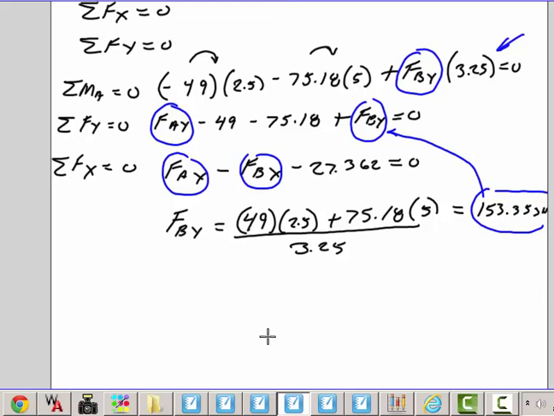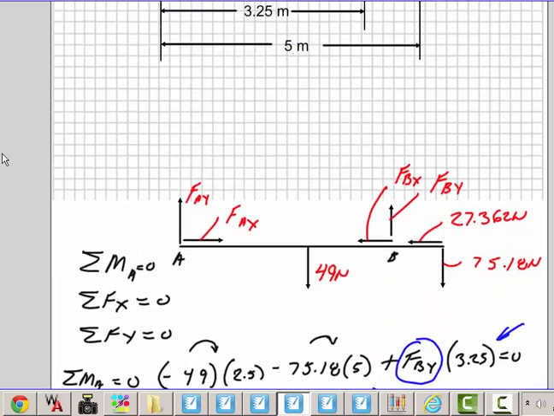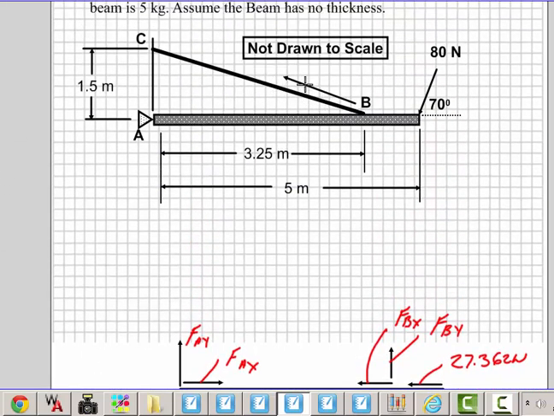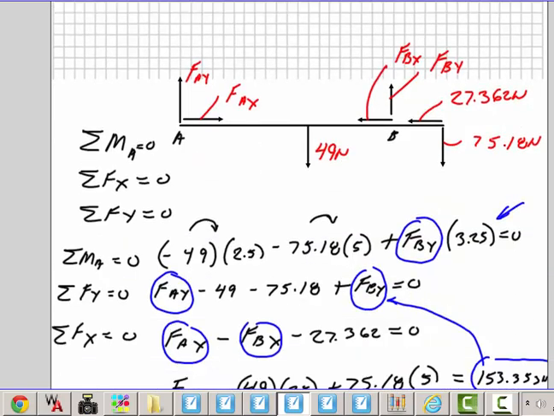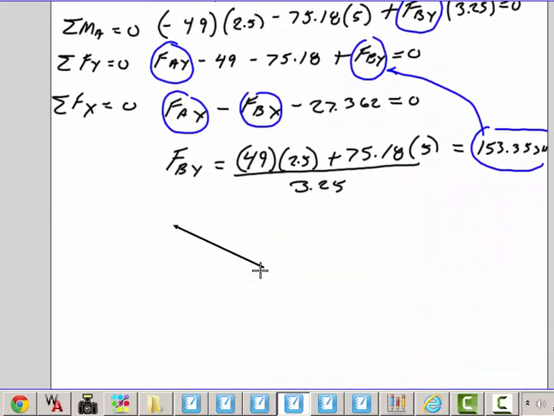I'm going to draw my vector here. This represents the vector coming from B to C. Now it's going to have two components. It's going to have, like I said, the FBX and FBY, but we know FBY. So I will draw the components here and here. We know this value right here is 153.353 newtons. All I need to do is find theta, and then I can find FBX.